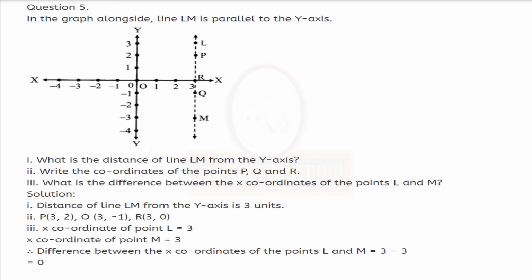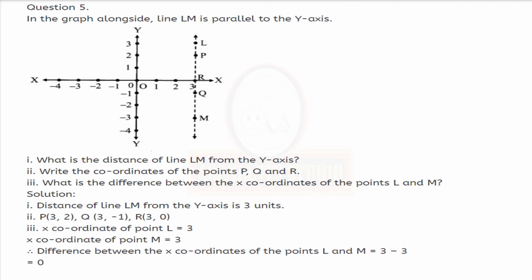Now coming to the next question. Write the coordinates of the points P, Q and R. Now look at point P. X coordinate is 3 and y coordinate is 2. So the coordinates of P will be 3, 2 written as ordered pair. Ordered pair 3, 2. Now coming to point Q.